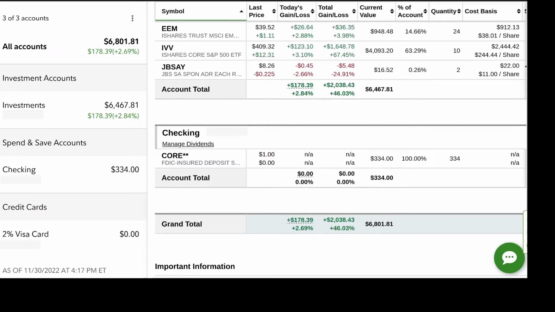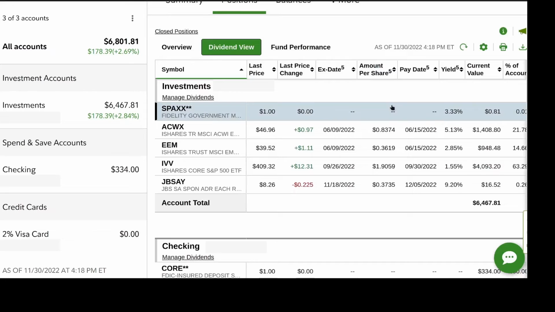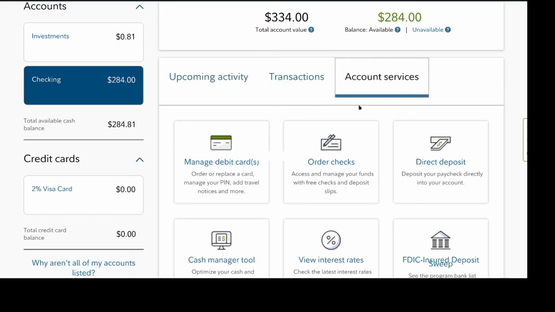You can see the dividend view here. Now let's look at the checking account. You can see they're all linked here. So if I wanted to move money from my brokerage account to the checking and pay bills, I could do that right here. So now I could set up direct deposit. I could order checks, manage debit cards, cash manager. I think there's bill pay probably here somewhere too.